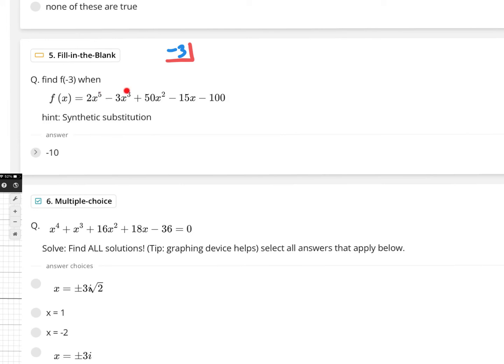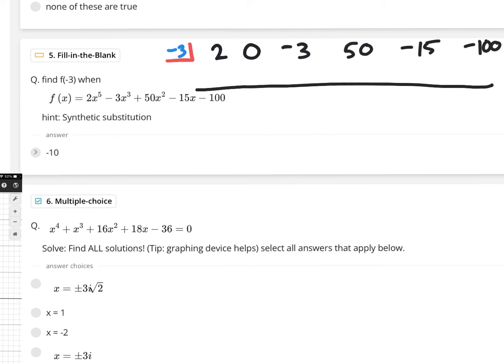So you have 5. It's obviously missing x to the 4th. So let's begin with the number 2, the coefficient of 2. And then we have no coefficient representing the x to the 4th. But then we have a -3 on the x to the 3rd. We have a 50 on the x squared, a -15 on the x, and a -100 as the constant.